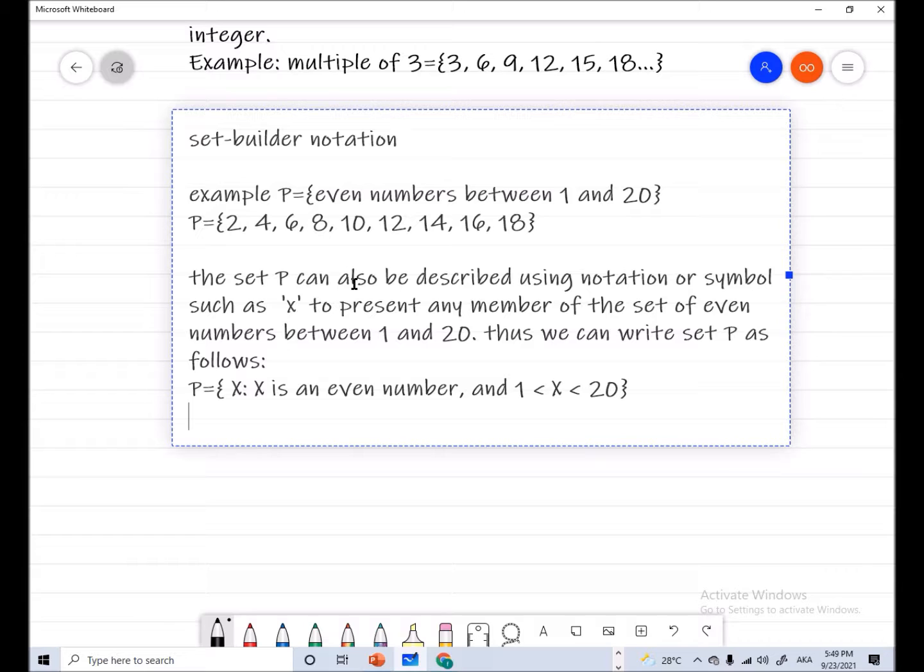For example, in my set, P equals the even numbers between 1 and 20. Even numbers between 1 and 20. Okay.